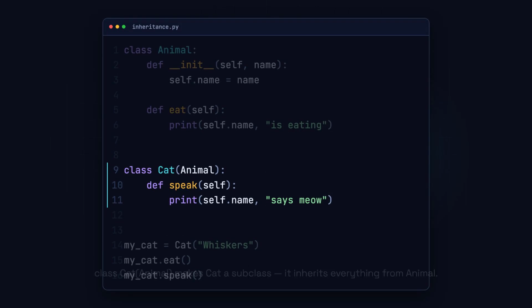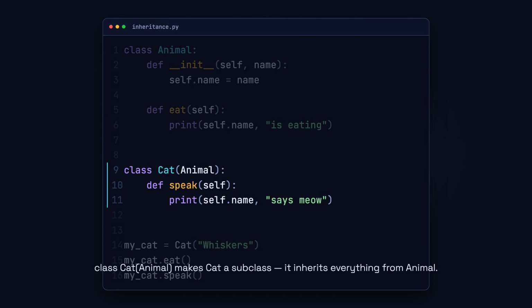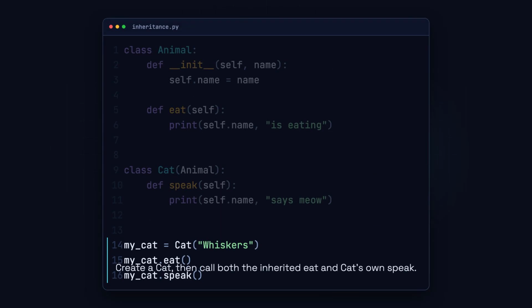Writing Animal in parentheses after Cat tells Python that Cat is a subclass of Animal. Cat automatically inherits the __init__ and the eat method, without us writing them again. We create a cat called Whiskers and call eat on it. That method came from Animal for free. Then we call speak, which is Cat's own method. A cat is an animal.